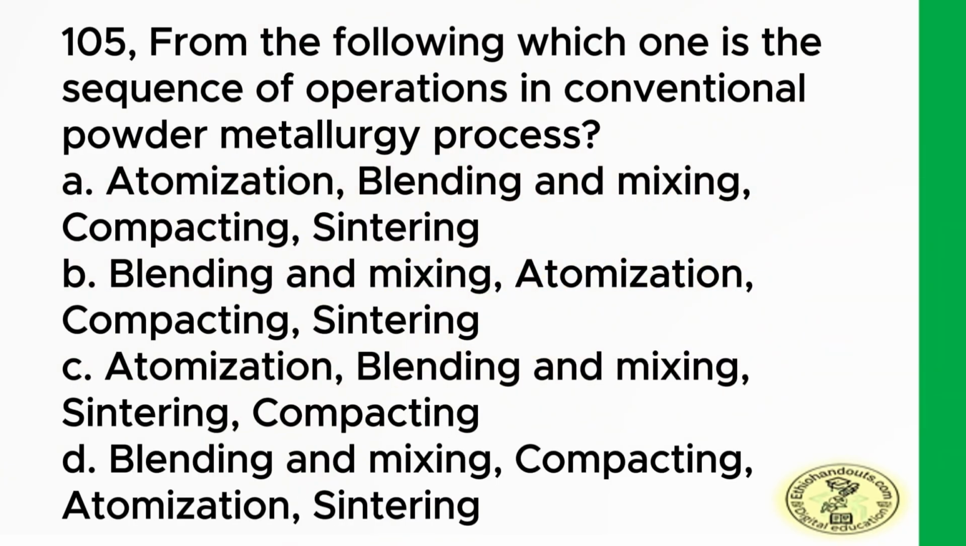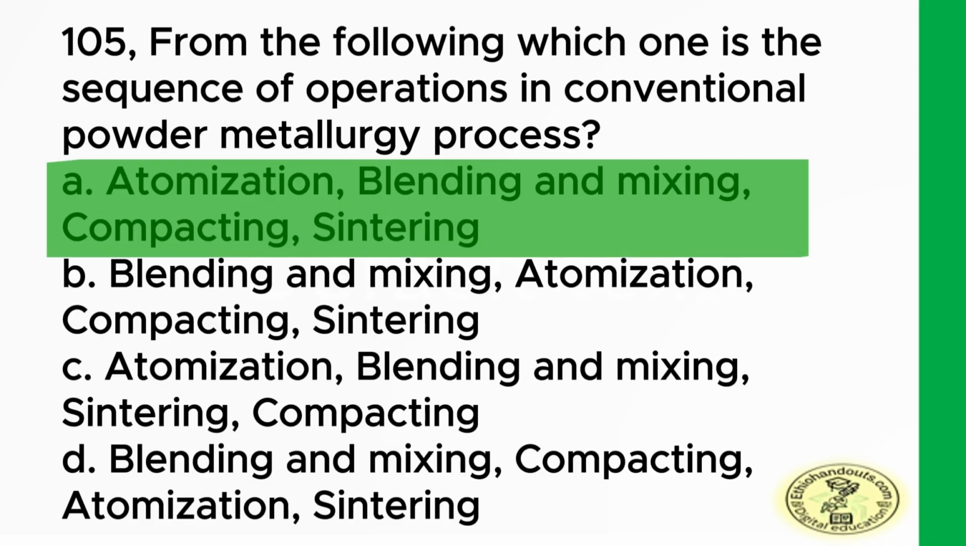False. 105. From the following, which one is the sequence of operations in the conventional powder metallurgy process? A. Atomization, blending and mixing, compacting, sintering, B. Blending and mixing, atomization, compacting, sintering, C. Atomization, blending and mixing, sintering, compacting, D. Blending and mixing, compacting, atomization, sintering. The correct answer is A. Atomization, blending and mixing, compacting, sintering.